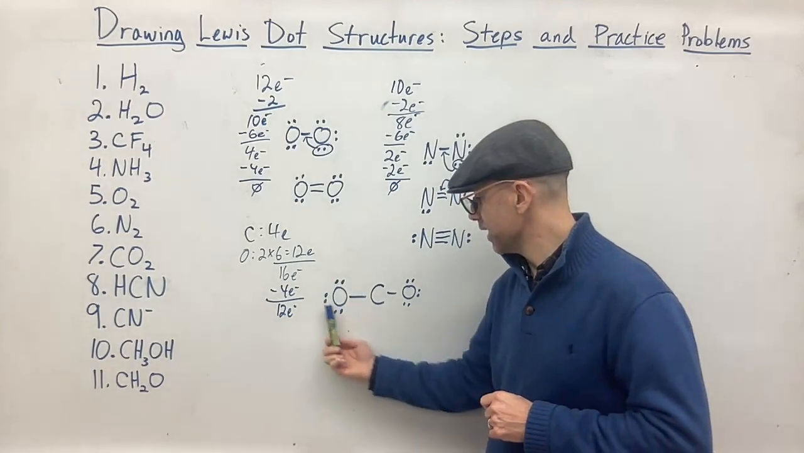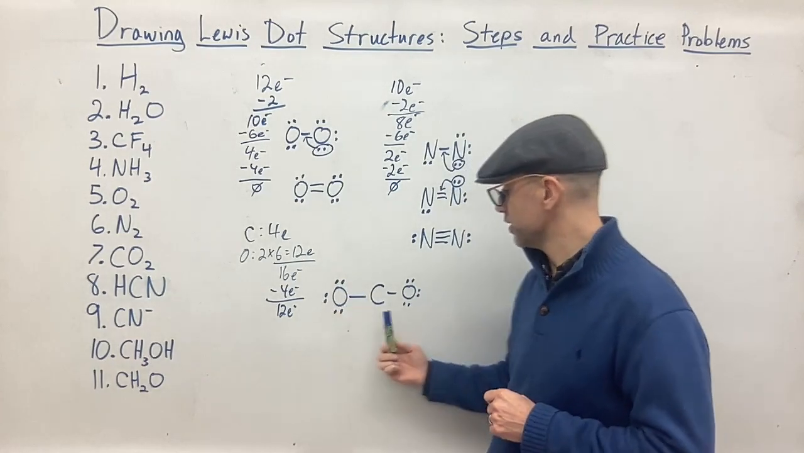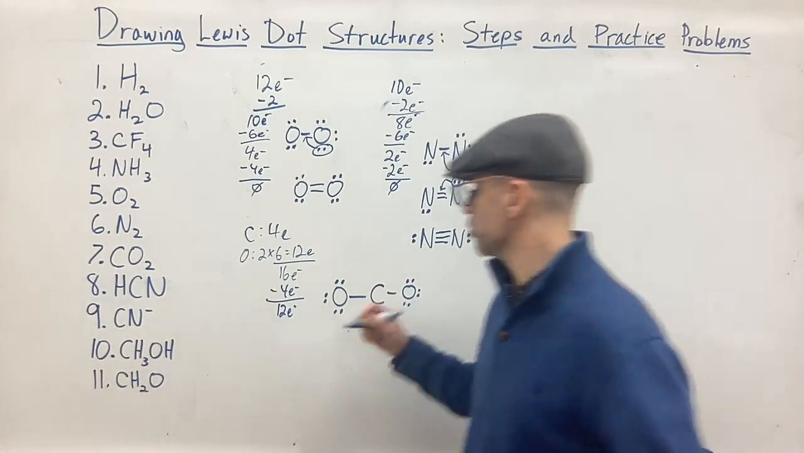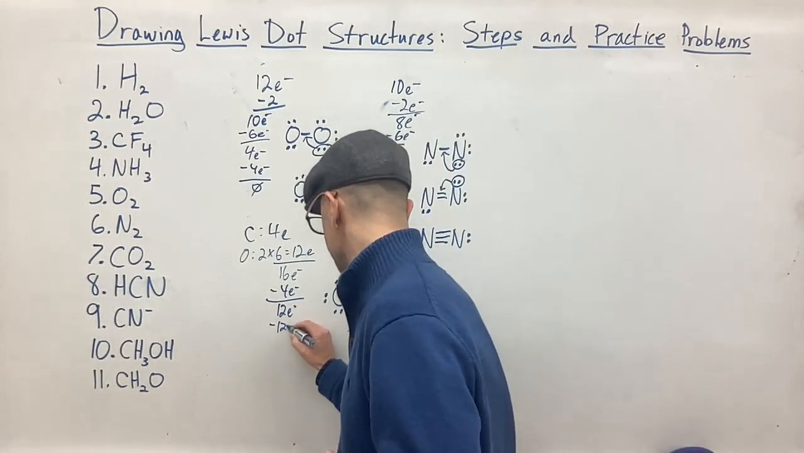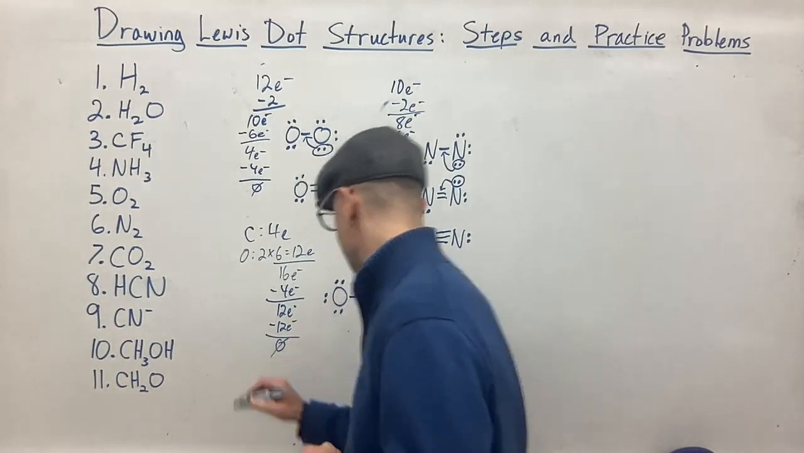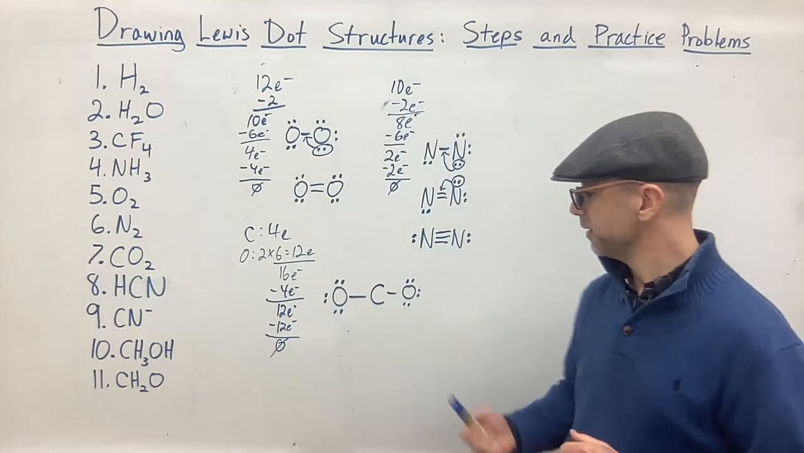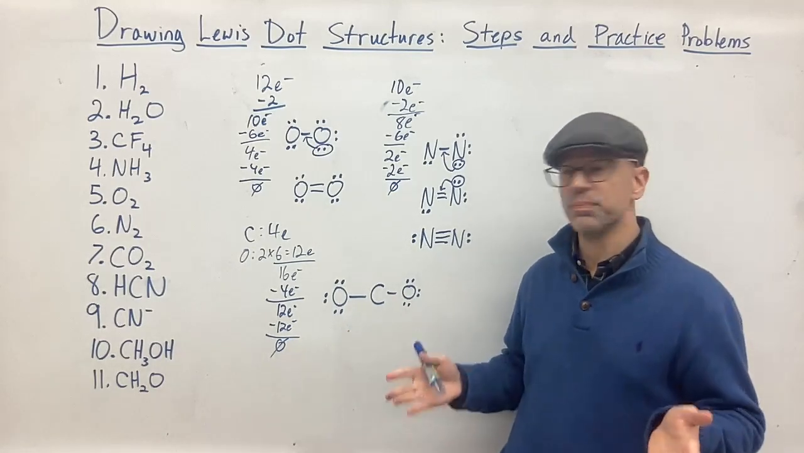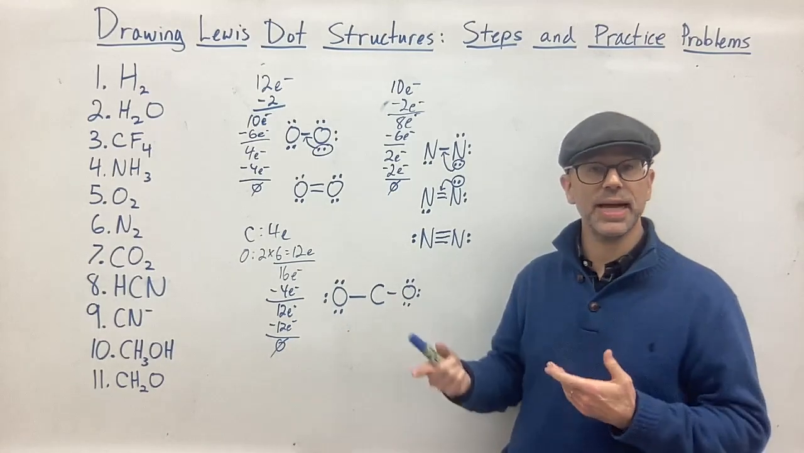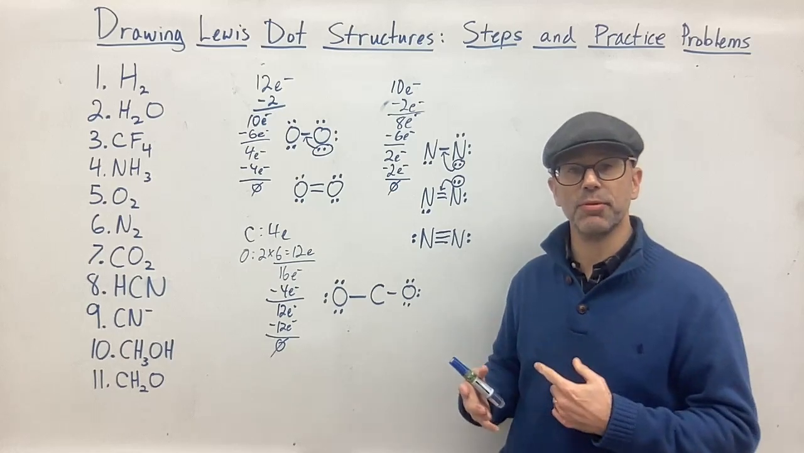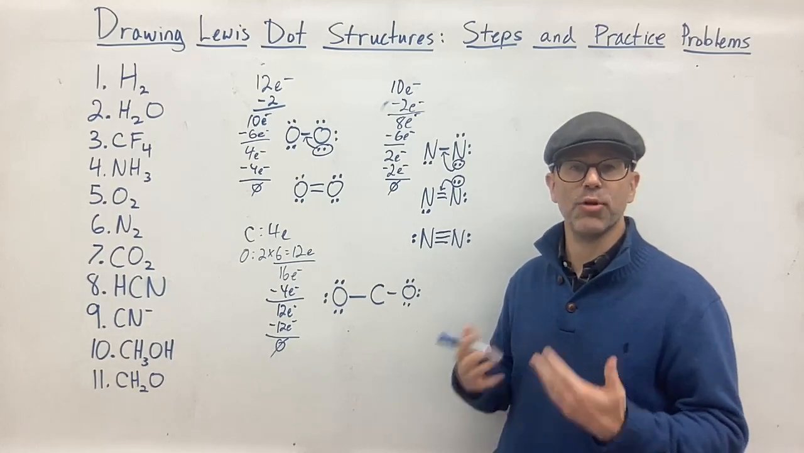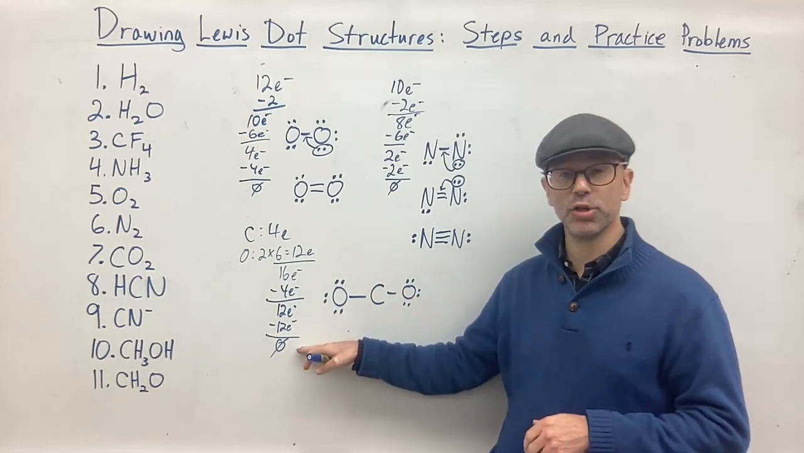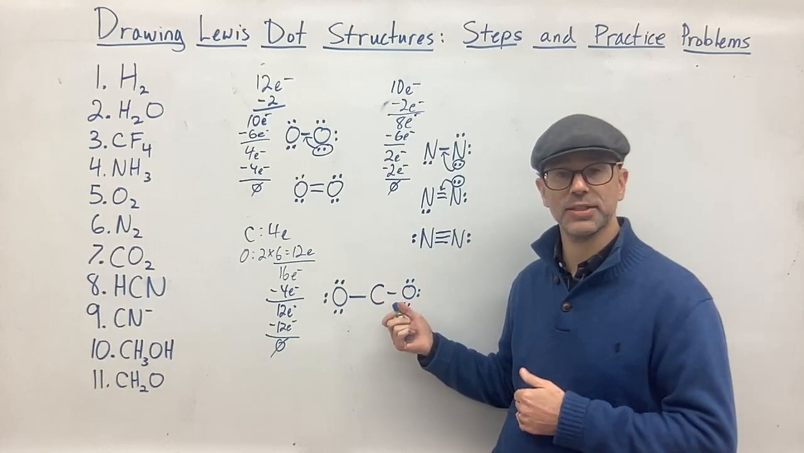So I have an octet here. I used 6 electrons here, 6 electrons there. That's a total of 12 electrons. So I'm going to subtract out 12 because I used them. And now I have 0 electrons left. So at this point, I don't have any more electrons, so I have to skip the next step. Remember, the next step, step number 4, is if you have electrons left over, add them to your central atom. I don't have any left over, so I can't add anything to my central atom.